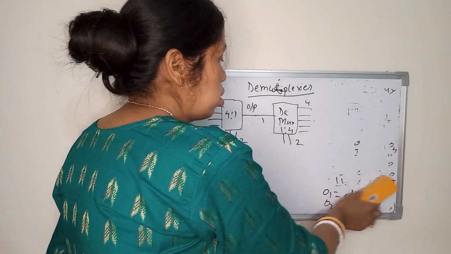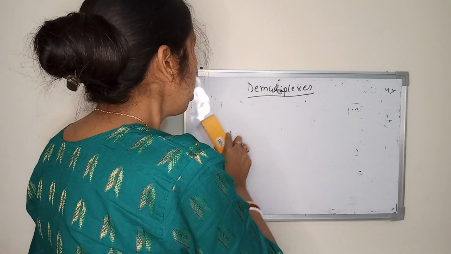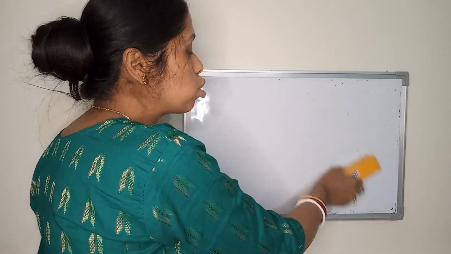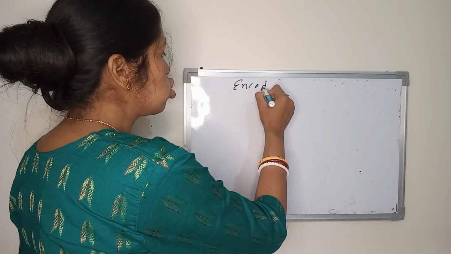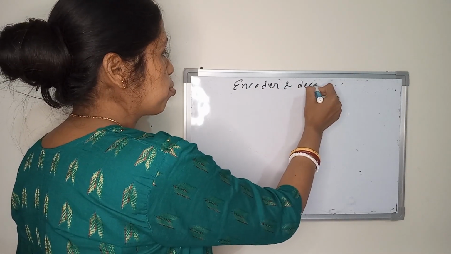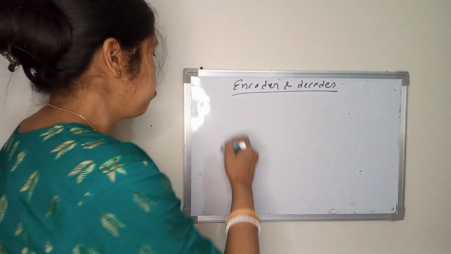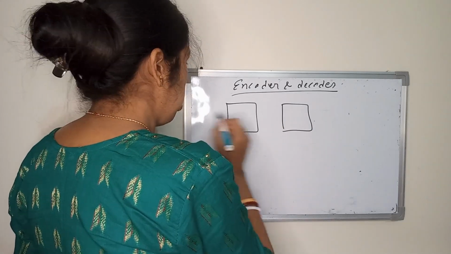Now come to one more topic. Normally I am discussing all the combinational circuits. Multiplexer and demultiplexer are both kinds of combinational circuits. Now come to the encoder and decoder. What is the use of the encoder and decoder? Today I'll just give you some basic introduction of the encoder and decoder, followed by the decoder. So I am drawing the encoder and decoder both here.